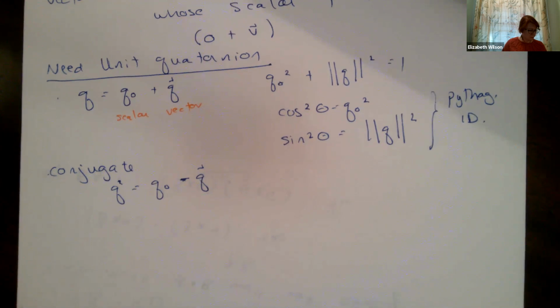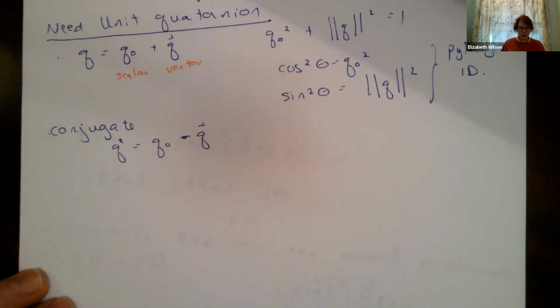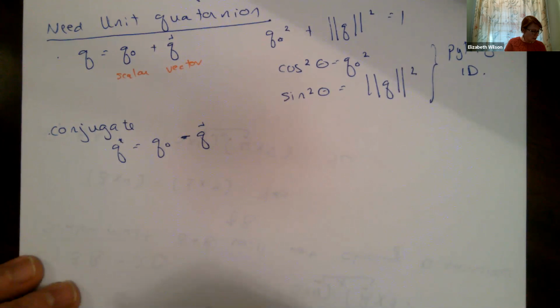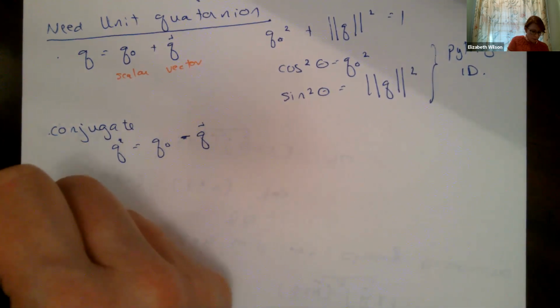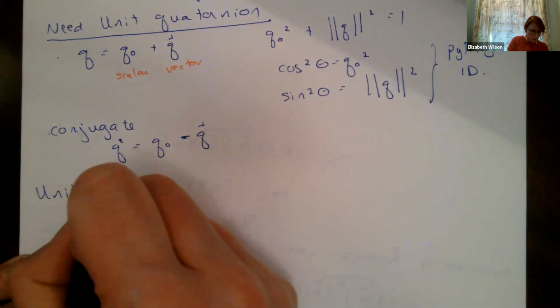Let's see. I'm trying to decide, in our notes, we've got a lot of stuff in here that talks about a lot of this thing. But basically, I'm going to skip some of the things in our notes so we can get right into our rotation. So, our unit quaternion.